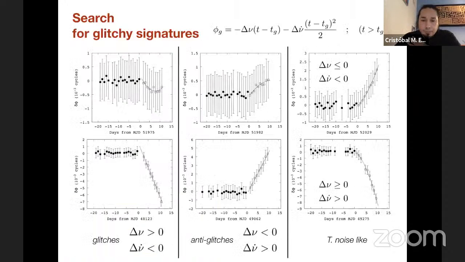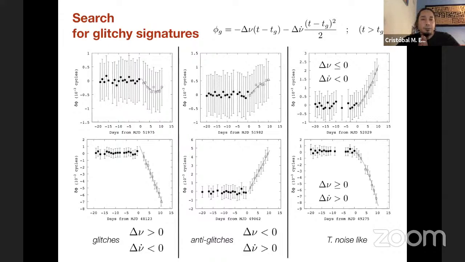Anyway, we did a search for glitch-like signatures. I'm going to explain this plot. As a difference to timing noise, glitches are a sharp feature in the timing residuals, something like a discontinuity in the derivative of the phase. So that's what we're going to look for.